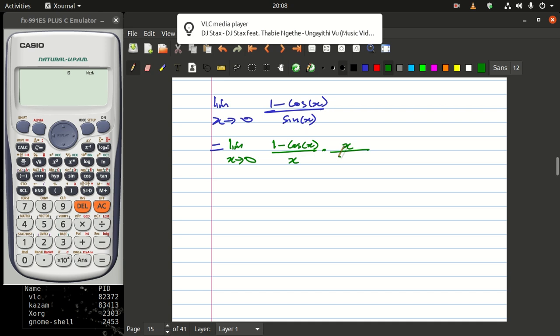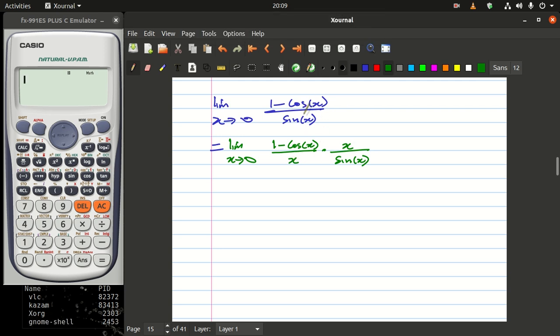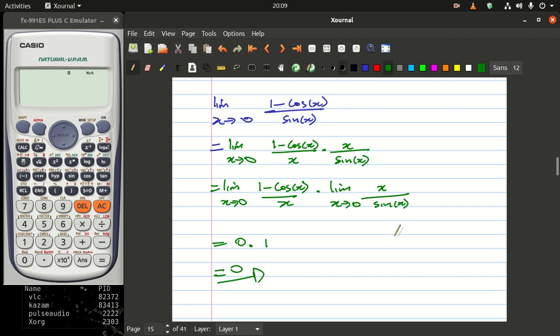But now I also divide by sine of x. This one and that one can cancel out to get that, but I know how to deal with the limit of this. So this is going to be the limit as x approaches 0 of (1 minus cosine of x) divided by x times the limit as x approaches 0 of x divided by sine of x. Because of that, I know the limit of this is 0, the limit of this is 1, therefore this is supposed to be 0. So the limit of this is just 0.